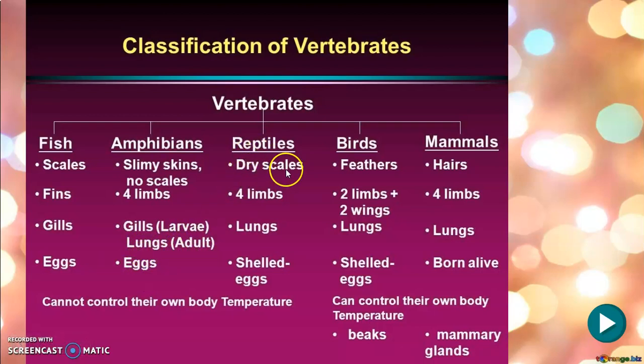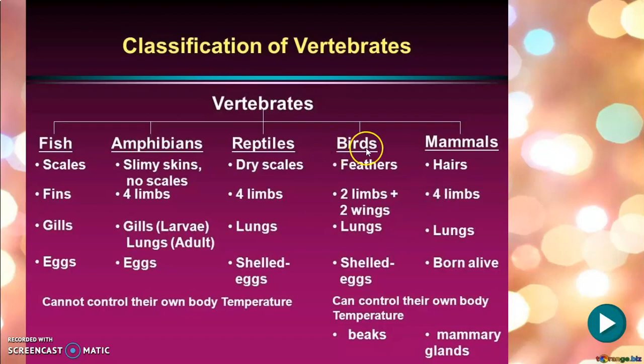The reptiles have dry scales, 4 limbs, lungs, and shelled eggs. Now, notice that the first 3 groups, fish and amphibians and reptiles, all 3 cannot control their own body temperature. This means that all 3 of them are cold-blooded. When we say cold-blooded, this means that when the temperature of the place around them is high, then their body temperature will rise up if they are in a hot place. And in case they were in a cold place, then their body temperature will drop down.